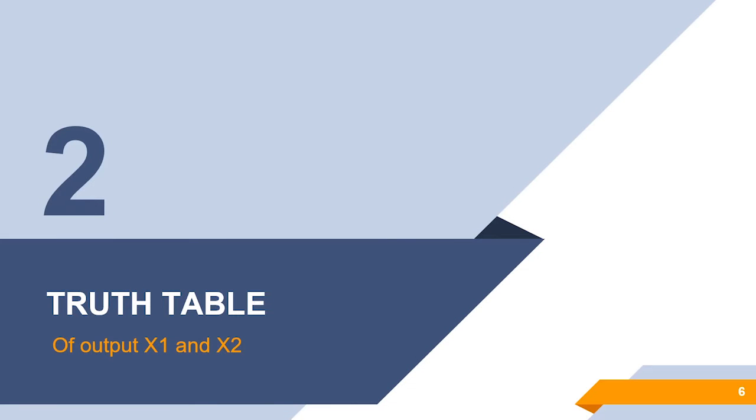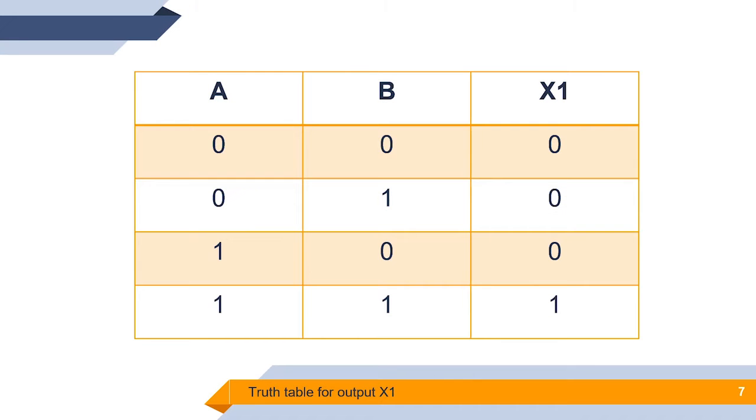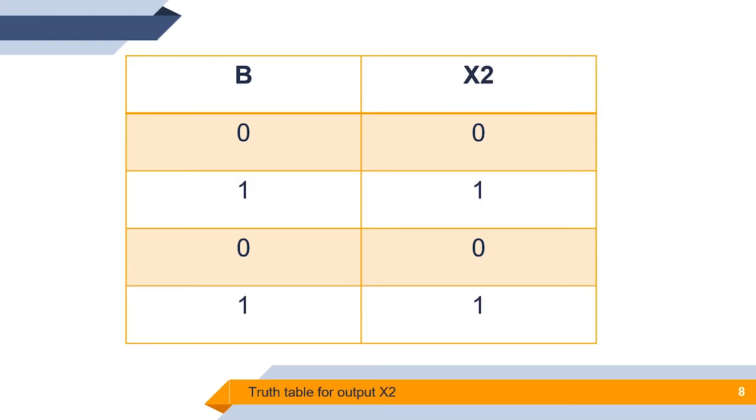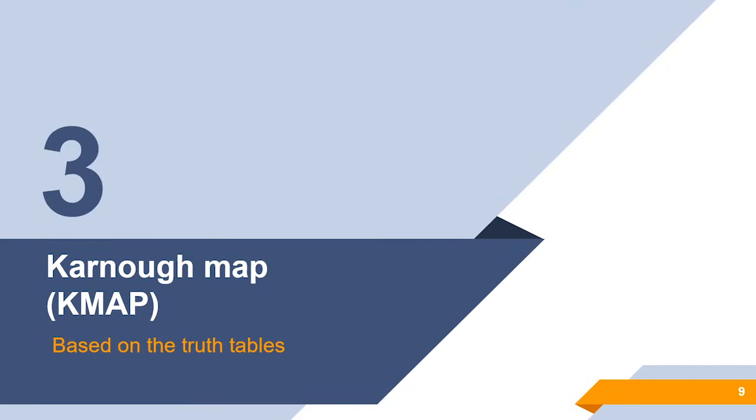The truth table of output x1 and x2. When A is 0 and B is 0, x1 is 0. When A is 0 and B is 1, output is still 0. When A is 1 and B is 0, output is still 0. And when both A and B are 1, x1 equals 1. And output x2 will follow the input of B. So when B is 0, x2 will be 0, and when B is 1, x2 will be 1.